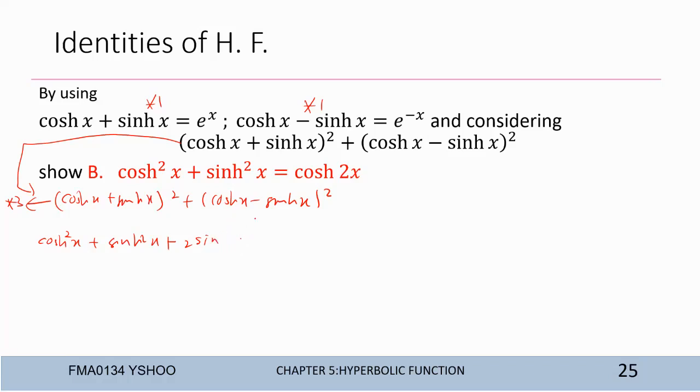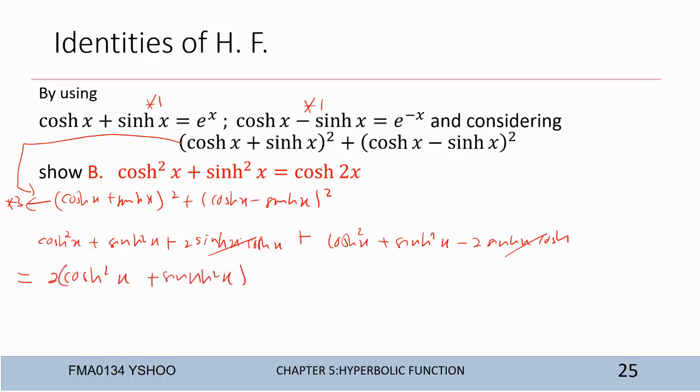Okay, plus 2ab, sorry. Then the (a minus b) squared is cos squared a plus b squared minus 2ab. From here, both of these, this one can cancel off. So I have my cos squared. So I have 2 cos squared x plus 2 sine squared x.